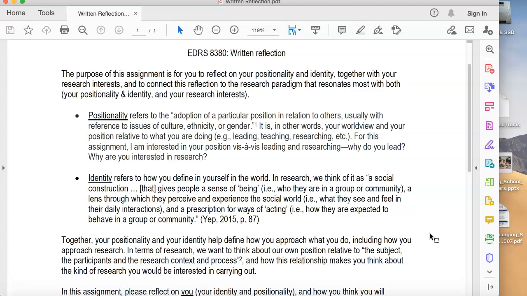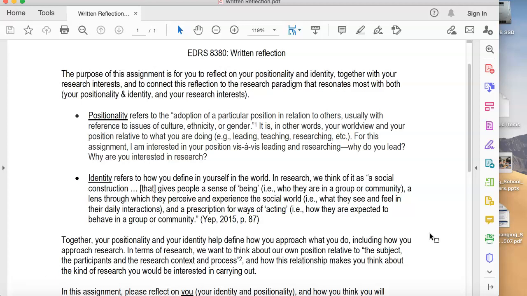What I'm asking you specifically to reflect on is first your position. Position is the adoption of a particular reference point, position, opinion, perspective in relation to others, usually with references to issues of culture, ethnicity, or gender. So it's your worldview, your position relative to what you are doing, who you believe you are. So I'm interested in, what is your position vis-a-vis leading and researching? Why do you lead? Why are you interested in research? And again, there's really no wrong answers to this. There's just poorly written answers. So take time, write it carefully, reflect on it, revise it before you turn it in.